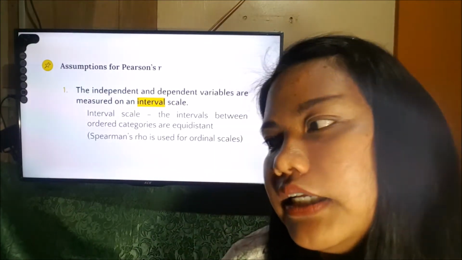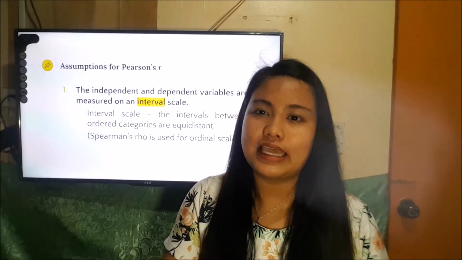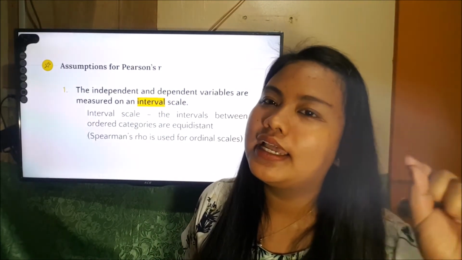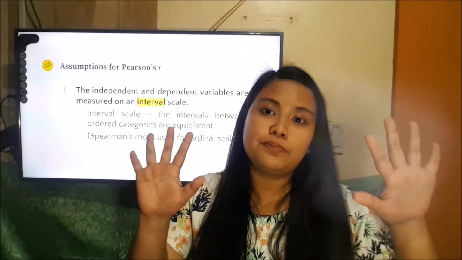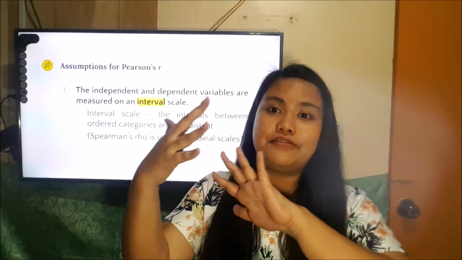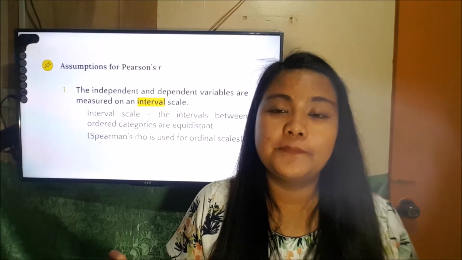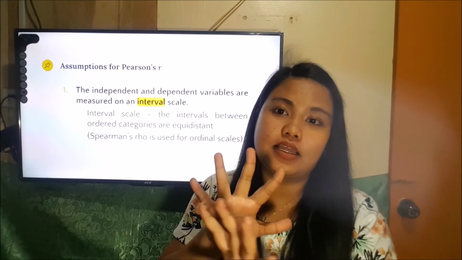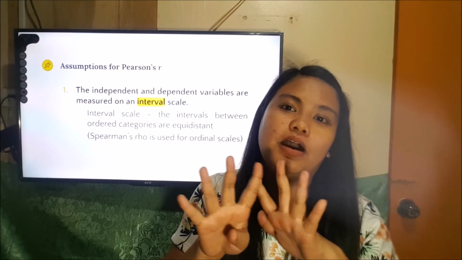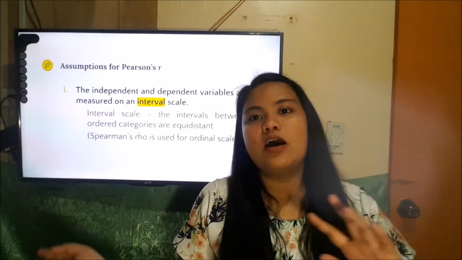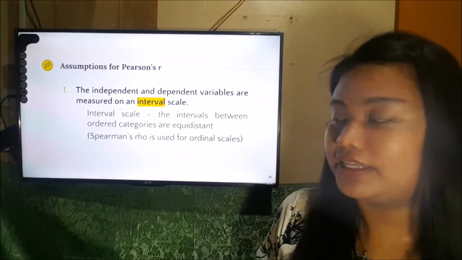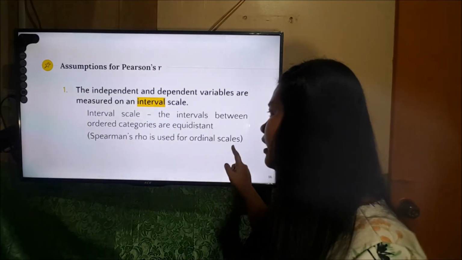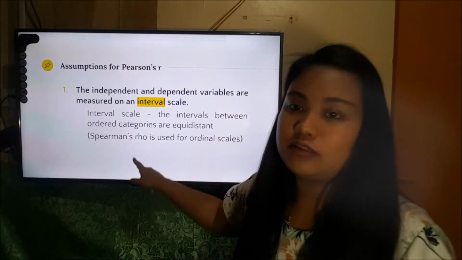For example, if we have test scores as our variable, say we have a 10-item test, we have 11 possible scores, right? 0, 1, 2, 3, 4, 5, 6, 7, 8, 9, 10. And all those scores have equal distance from each other. They have equal intervals. Okay, that's what we mean when we say equidistant. On the other hand, if our scale is ordinal, this is the statistic that we could use.